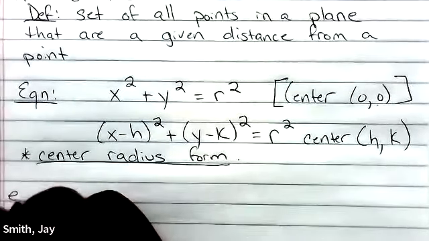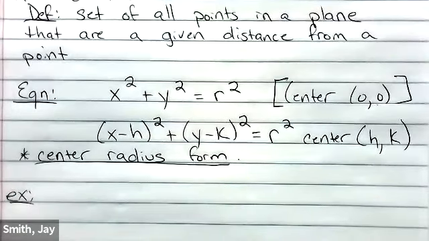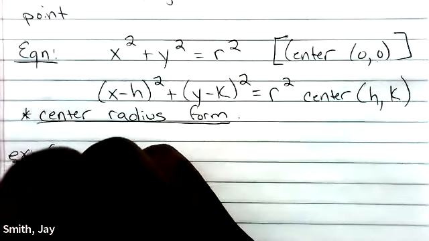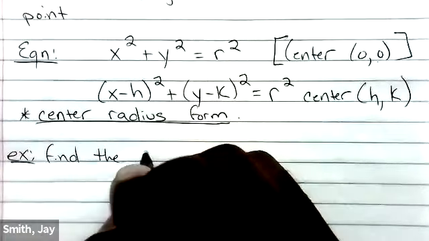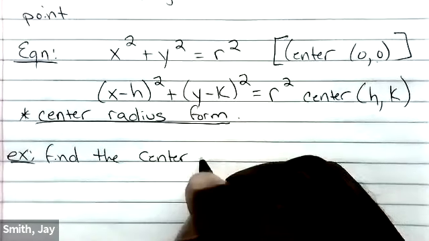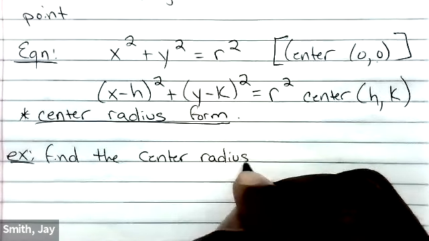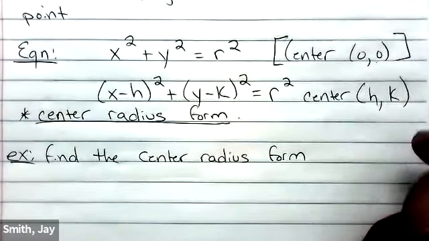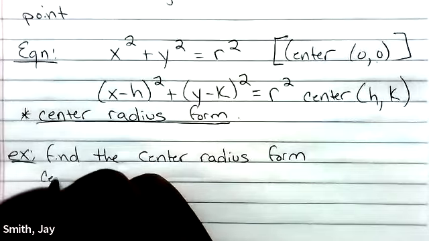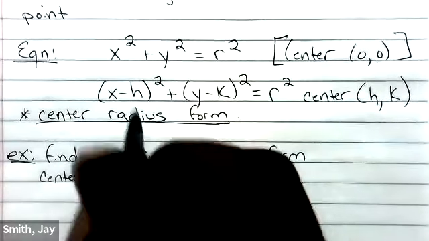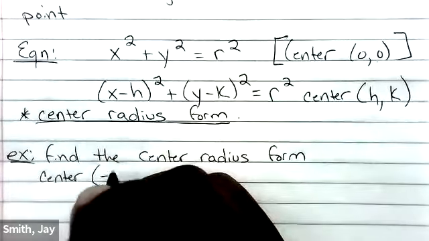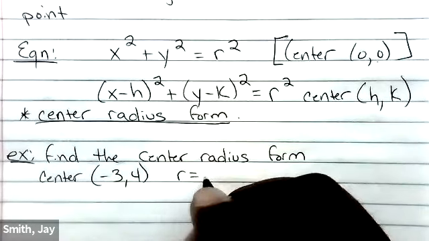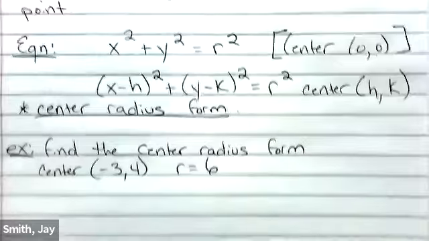So a quick example of the type of problem we're going to see. We're asked to find the center-radius form of a circle whose center is at the ordered pair (-3, 4), and whose radius is 6.